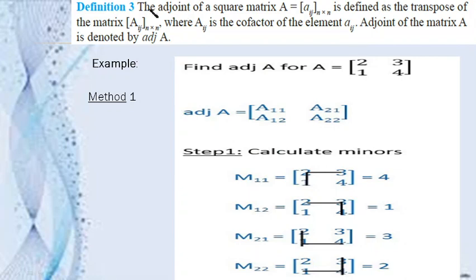What is adjoint? The adjoint of a matrix A is equal to Aij, where small a represents the element, and n cross n means order. A square matrix is defined as the transpose of the matrix Aij, capital A, because it is representing the cofactor of the elements, and adjoint of matrix A is denoted by adj A. Let's understand with the help of one example. Find adjoint A for this matrix A.